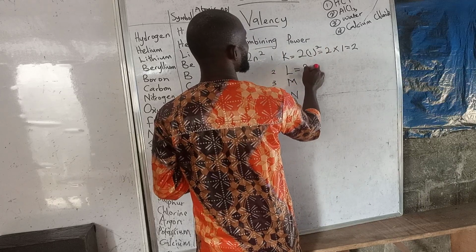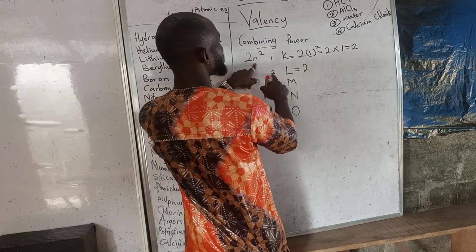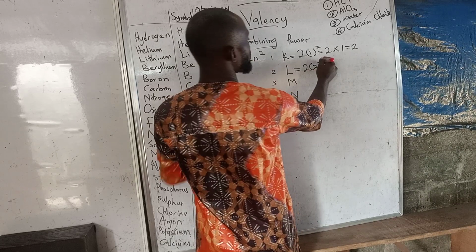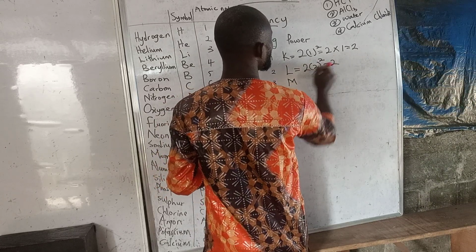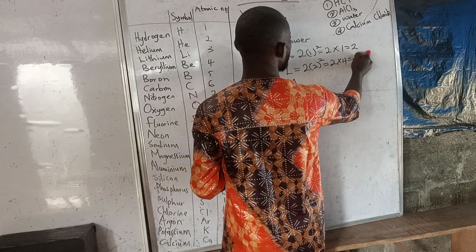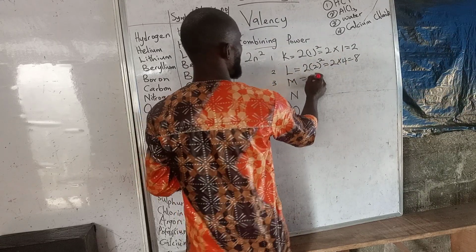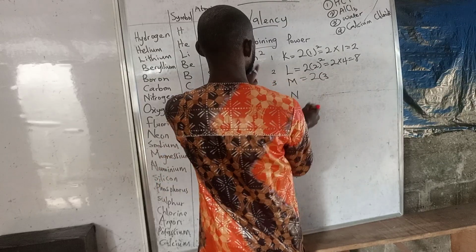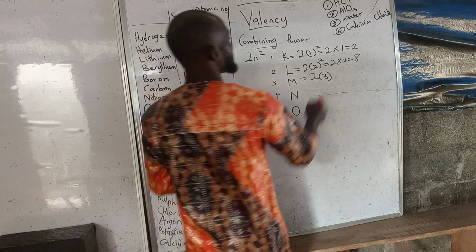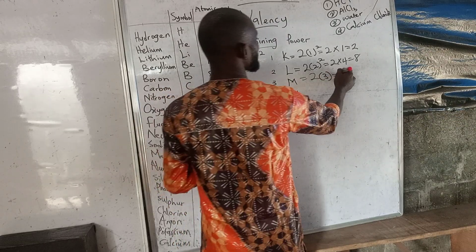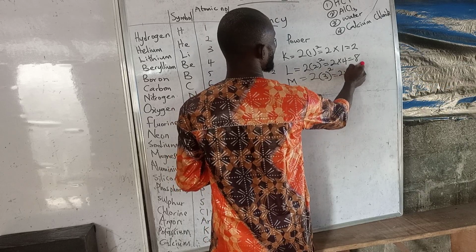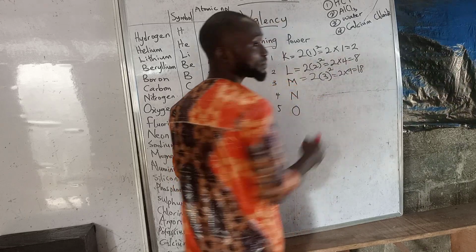For the L shell, don't forget our principal quantum number is 2. So you have to put 2 inside the bracket in place of n. So all raised to power 2, you now have 2 raised to power 2, which is 4. 2 times 4 will give you 8. For the M shell, the principal quantum number is 3, and so we have 2 times 3 raised to power 2, which is 9. So 2 times 9 will give us 18.